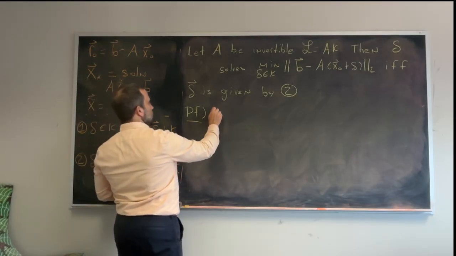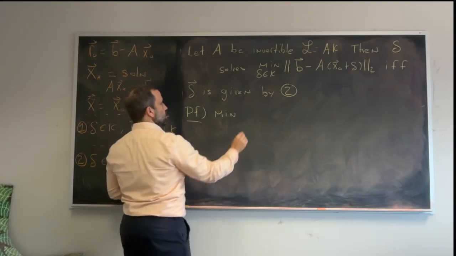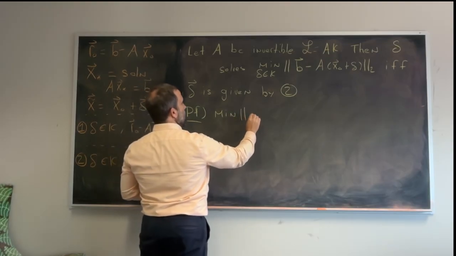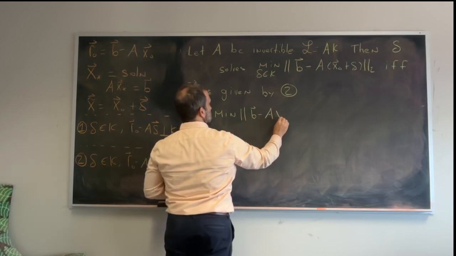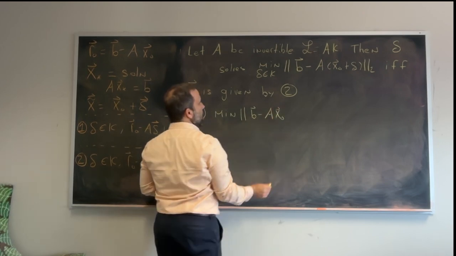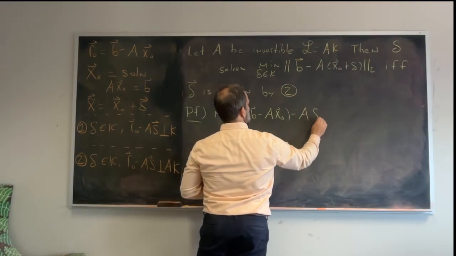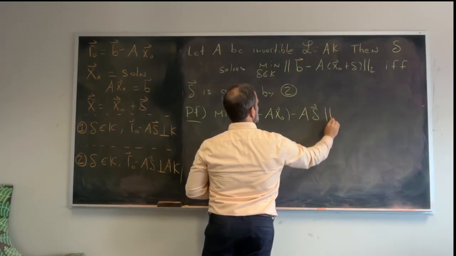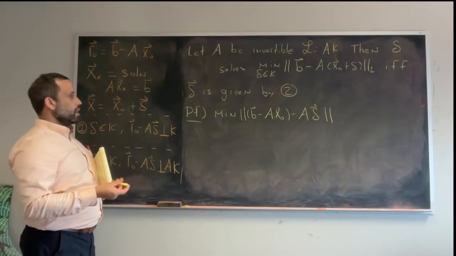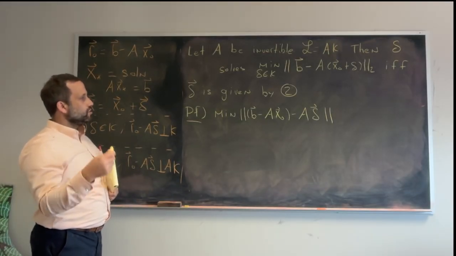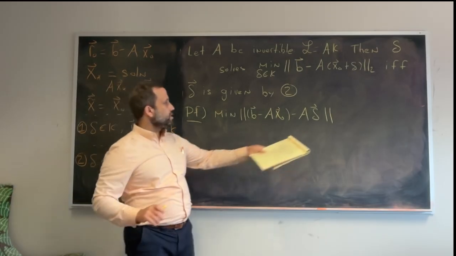If I want to look at the minimum of this, I can write it as B minus AX naught minus A delta. Now, why do I want to write it like this? I want to write it like this because I want to put it in a format that I understand, because delta is in my subspace here.